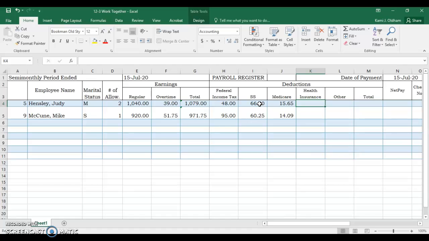Now, according to the instructions in the book for health insurance, we're supposed to put 60 for each employee. And then underneath of the other, they have savings bonds of $15. So we're going to put a capital B and then $15. We're going to do the same thing for both of them.